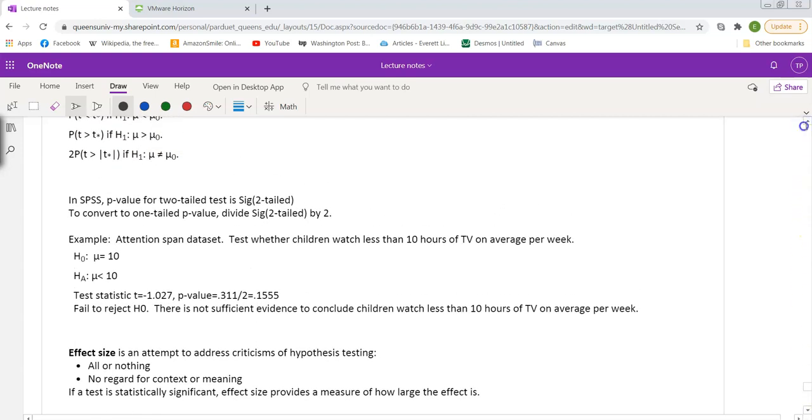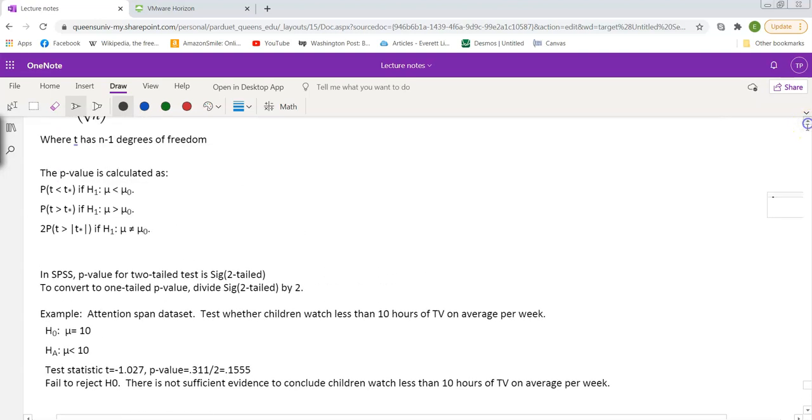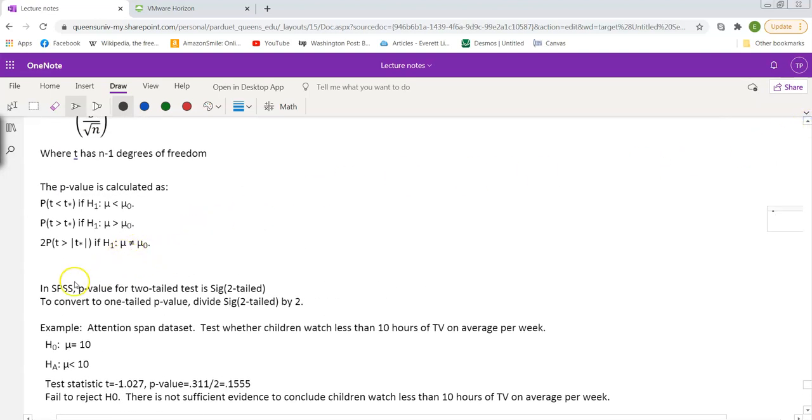Another thing I want to point out to you here is that if you've got a two-tailed p-value and you want to find the one-tailed p-value from it, the two-tailed p-value is twice the one-tailed p-value. So to convert a two-tailed p-value to a one-tailed p-value, you really just have to divide by 2.